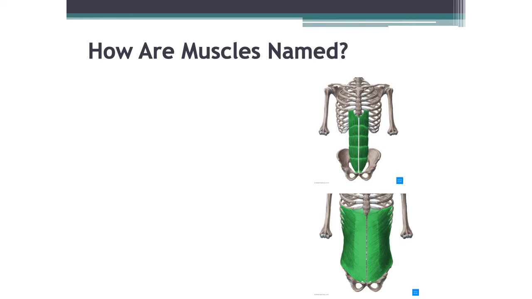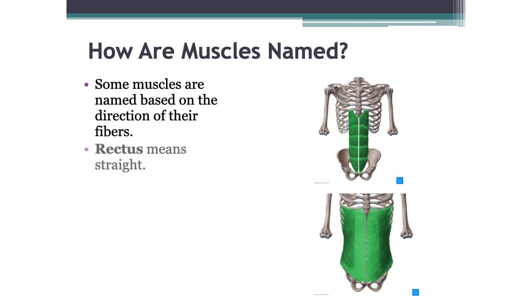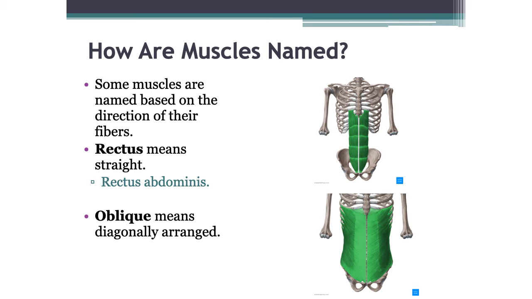Okay. How are muscles named? Some muscles are named based on the direction of their fibers. Rectus means straight: rectus abdominis. Oblique means diagonal, so the external abdominal obliques. All right, so they're diagonally arranged.